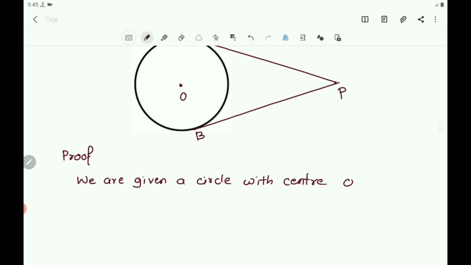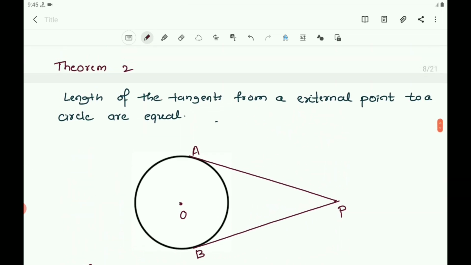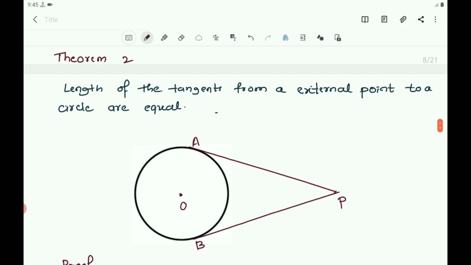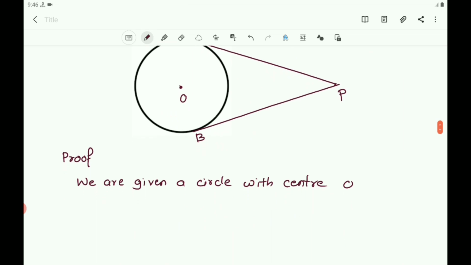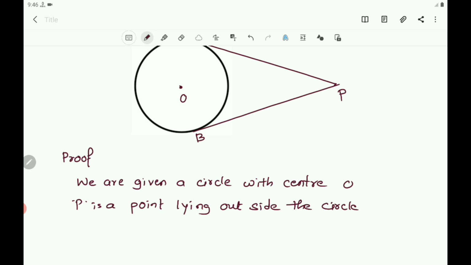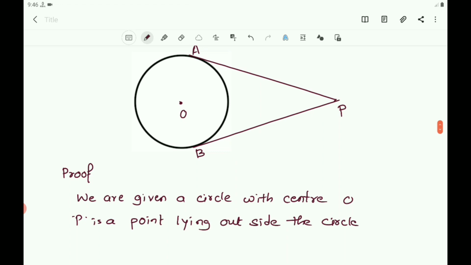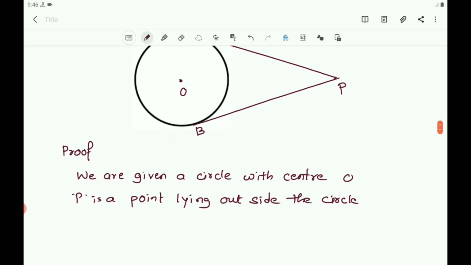And which is the external point here? Here what you have to prove? Length of the tangents from an external point to a circle are equal. Yes, we got a circle here and there is a point which is an external point here. There is a point P. So you take P is a point lying outside the circle. So it is an external point.